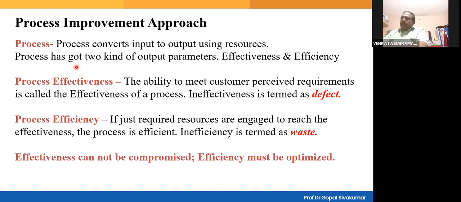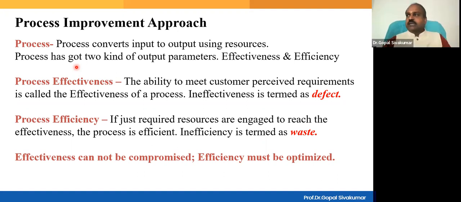There are two parameters with respect to your process. One is effectiveness, another one is efficiency. Effectiveness means the ability of a process to produce defect-free output. What is effectiveness? The ability of a process to produce defect-free output.